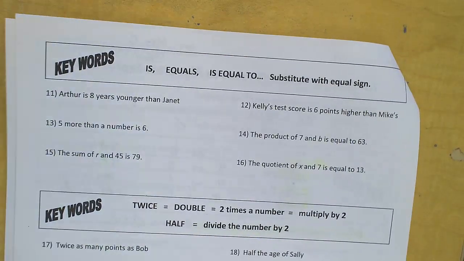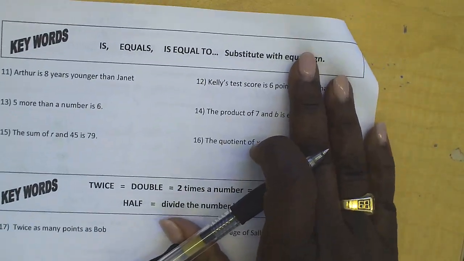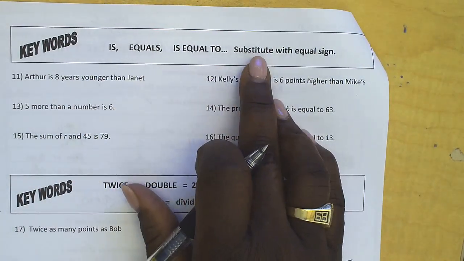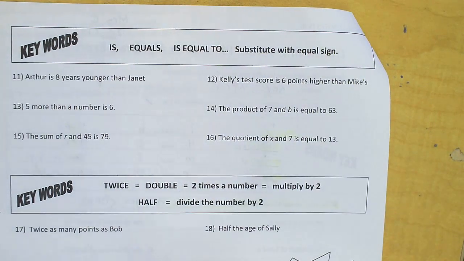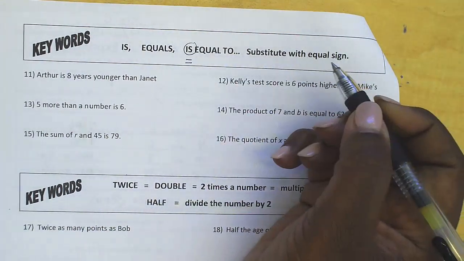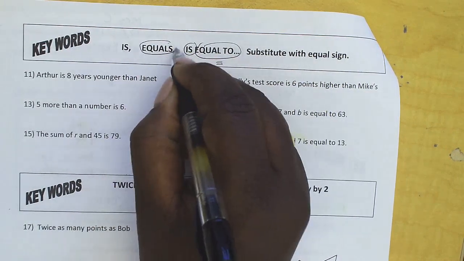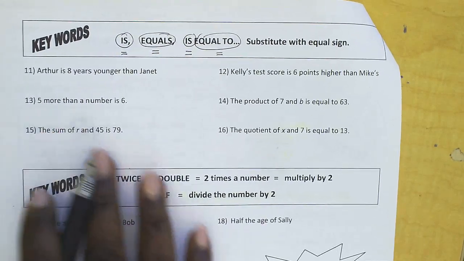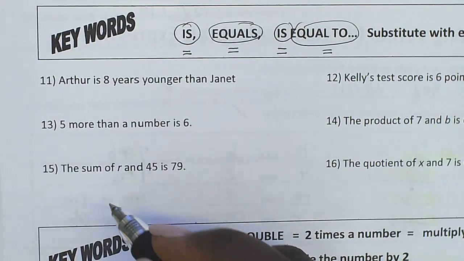Turn your paper over. So you have a staple paper. I want you to turn it over on the back side. Here are our keywords. Is, equals, is equal to. Substitute those words with the equal sign. So here is the following. If you see the word is, you're going to put an equal sign. If you see the words equal to, you'll also put an equal sign. If you see equals, you'll put an equal sign. If you see the word is by itself, it's equal. So let's go and read these words. Let me zoom in a little bit with my work here, make it easier to see.